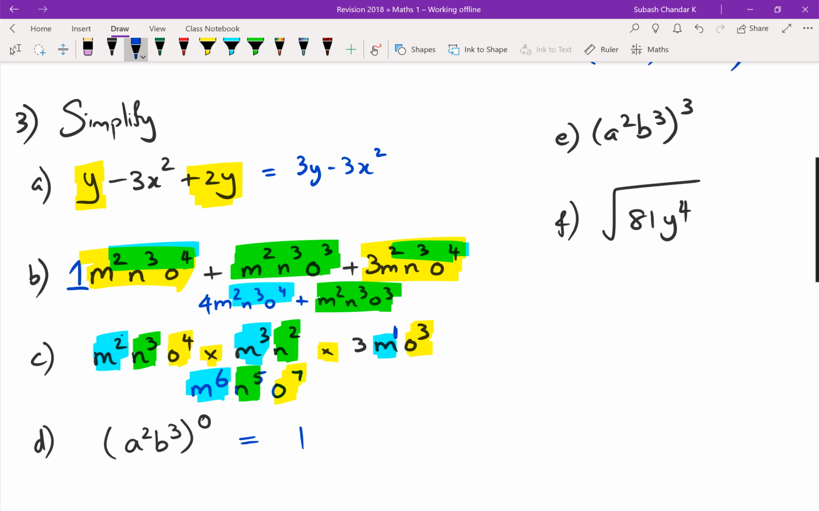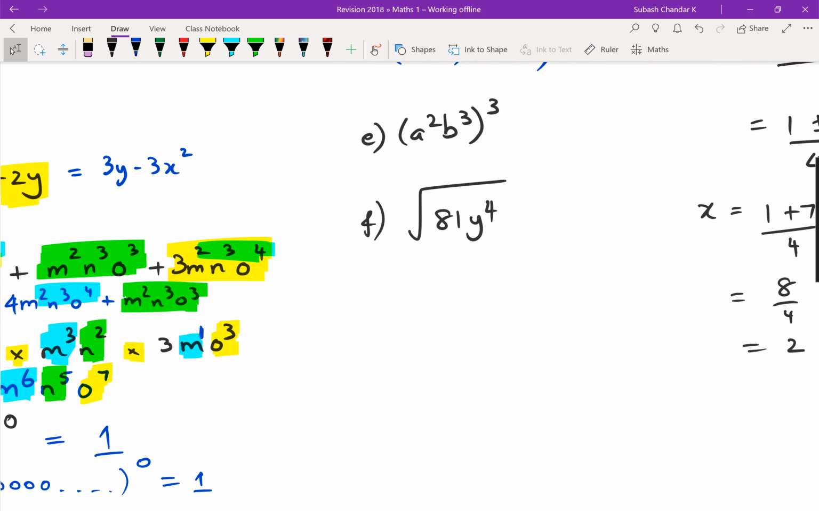Anything raised to the power of 0 is equal to 1. It's not 0. All right? So anything raised to the power of 0 equals 1. You just leave it as 1, no matter what it is. It could be a really big fraction or powers, whatever. Even if you have something with however many zeros you want to put in there, if it's raised to the power of 0, it's always going to equal 1. Okay? Question E.